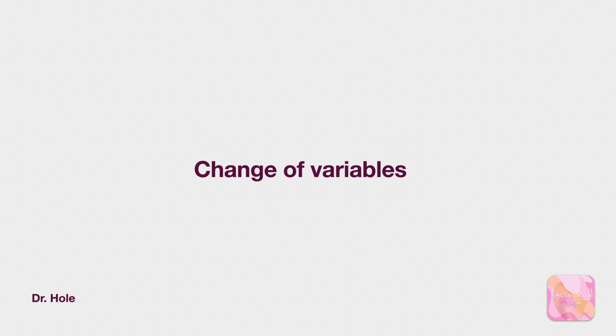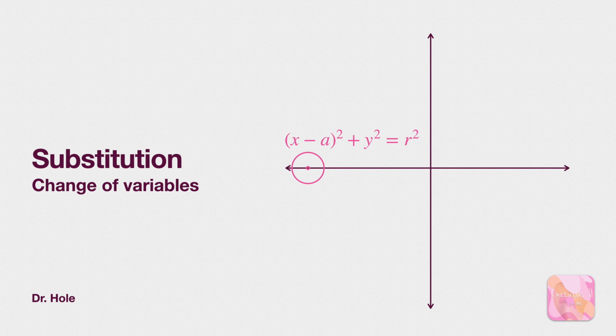So change of variables. Let's suppose that we have a circle centered at a, 0. It's given by this equation. We'd like to move the center from an arbitrary location, a, 0, to the origin.